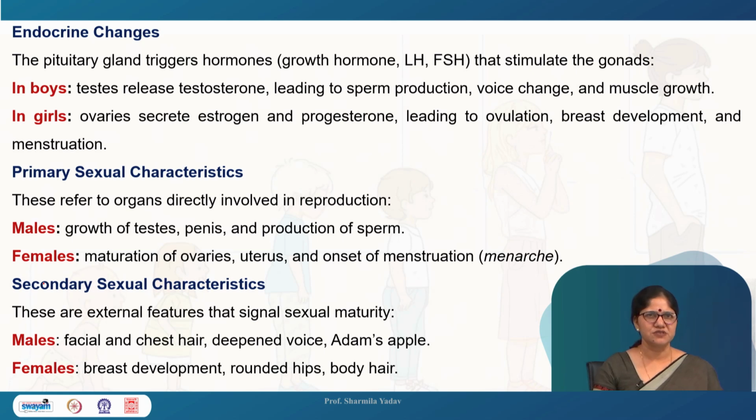Primary sexual characteristics refer to organs directly involved in reproduction. In males, growth of testes, penis, and production of sperm. In females, maturation of ovaries, uterus, and onset of the menstrual cycle, which is known as menarche. Secondary sexual characteristics are external features that signal sexual maturity. Males: facial and chest hair, deepened voice, Adam's apple. In females: breast development, rounded hips, and body hair.